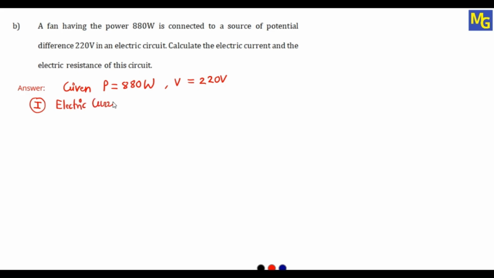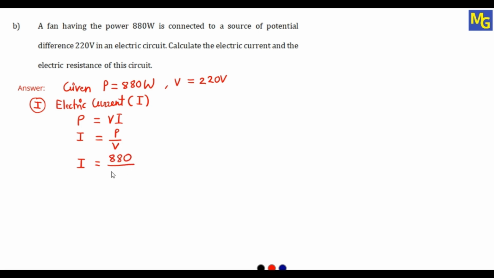Electric current. To find this, the symbol of electric current is I. So we will use the formula of power. So power is equals to V into I. So here we have to find out I. So we will rearrange the formula. I is equals to P divided by V. Substitute the values. I is equals to, so how much P is given? P is 880.